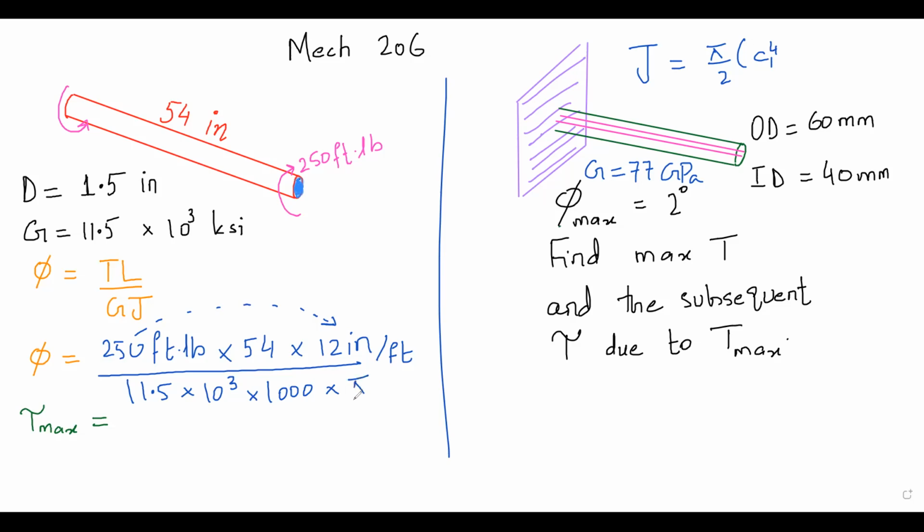Pi by 2, pi by 2 d power 4. I always forget this. R power 4. The one formula that I always forget, I don't know why. Pi by 2 R power 4 is the formula, as our students told me.